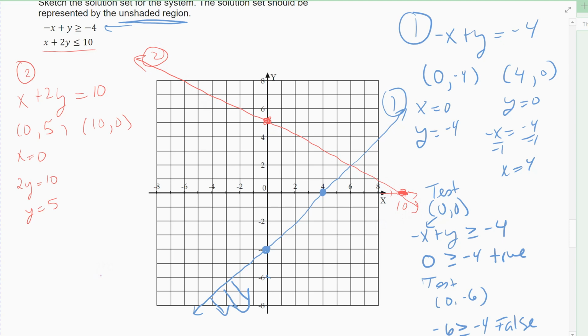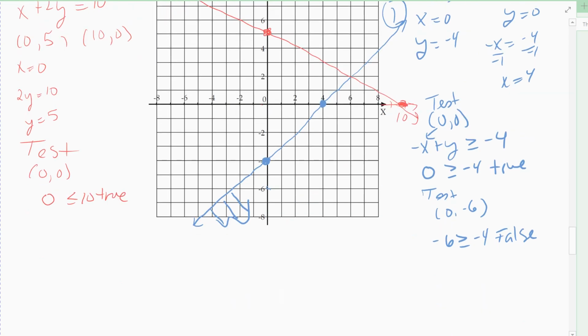Now I have to figure out which side I want to shade on my equation 2. So test. Well, I can test (0, 0). So I'm plugging it in here. Plug (0, 0) in. I get 0 less than or equal to 10. That's true. So you can stop there. I know on the side with (0, 0) it's true, so it should be false above it.